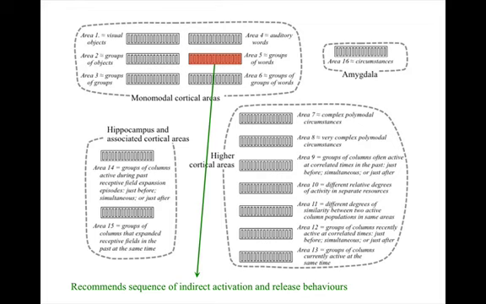The activation in area 5 also recommends a sequence of indirect activation and release behaviors which may be executed by the cerebellum. But it's a sequence that's been followed by rewards in the past, when it's been carried out in response to receptive field detections similar to those currently being detected in area 5.